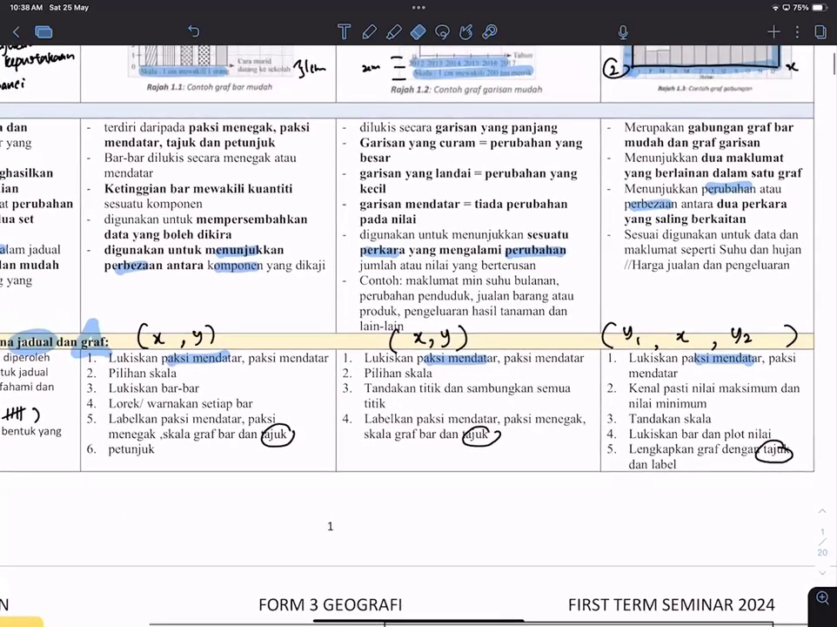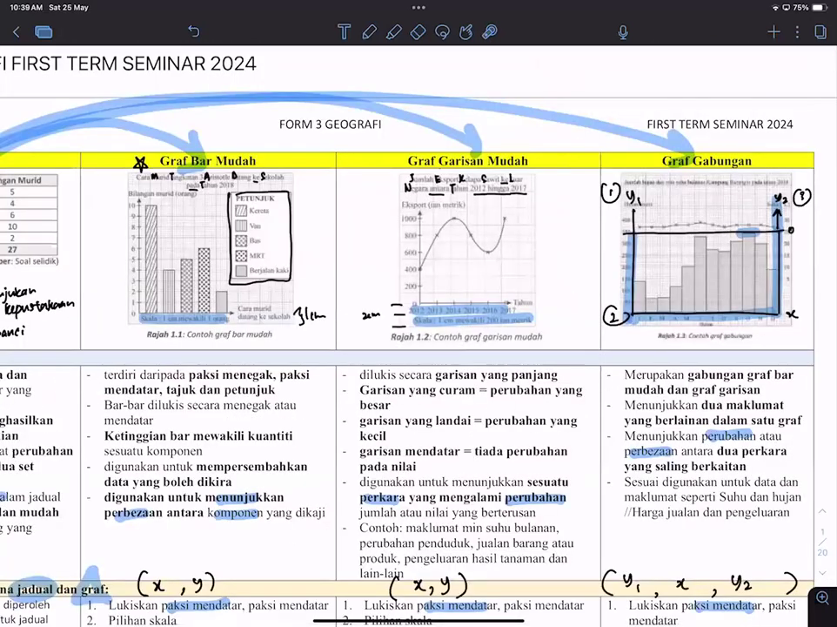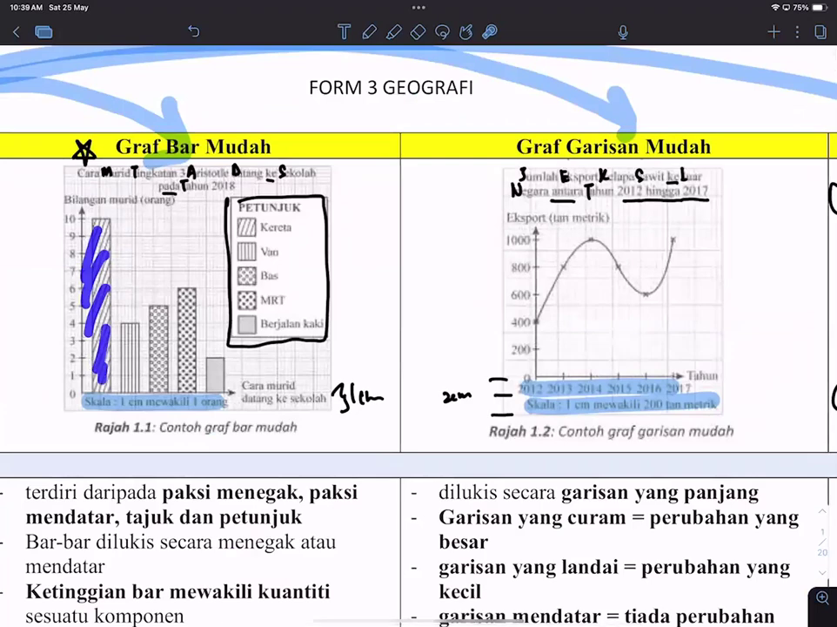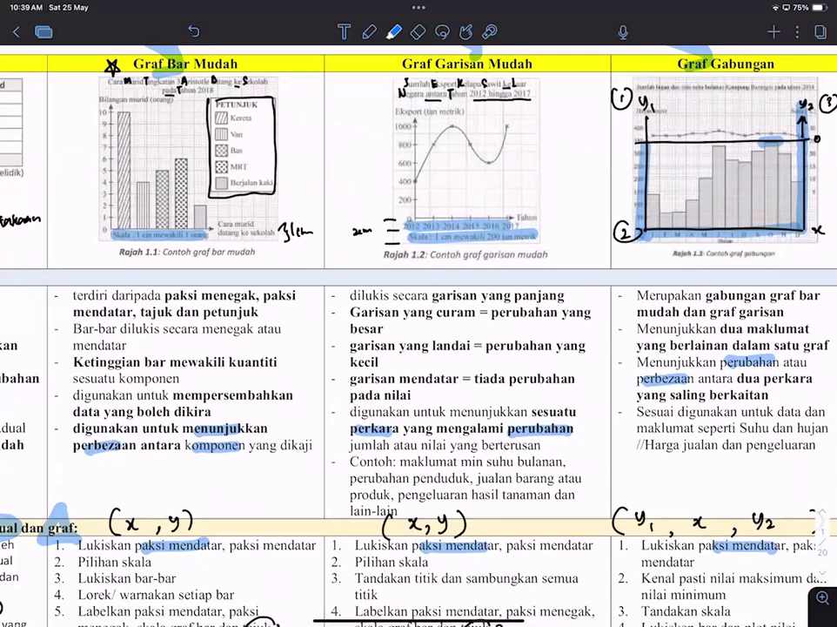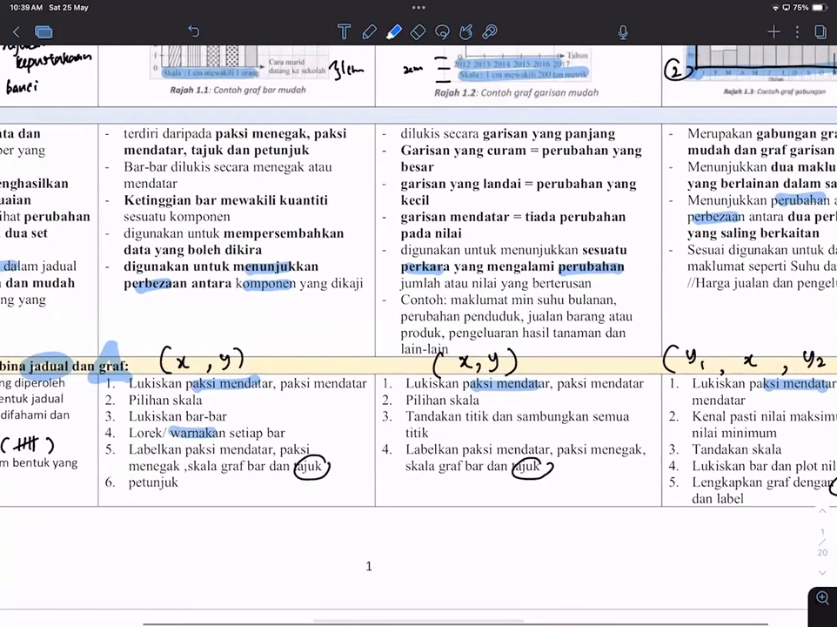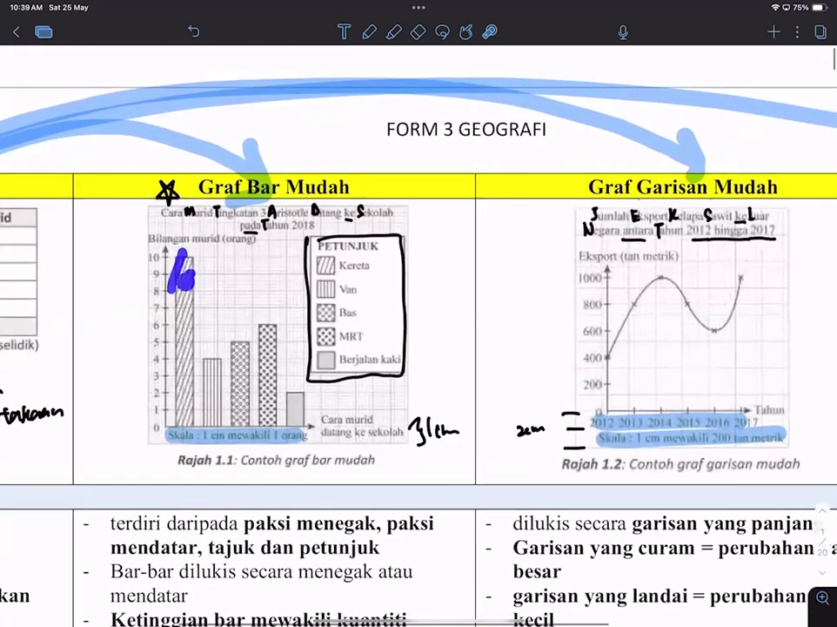Other than that, after we draw out all the paksi X, paksi Y, petunjuk, everything, up to you guys to use the line or warna gun. Some schools for the graph bar and the chatapai are strictly for warna gun, not accepting the lorem gun. So this is the last method I'm trying to teach you guys to save your time. You use color pencil because you have the warna gun. You use color pencil to draw the lines.